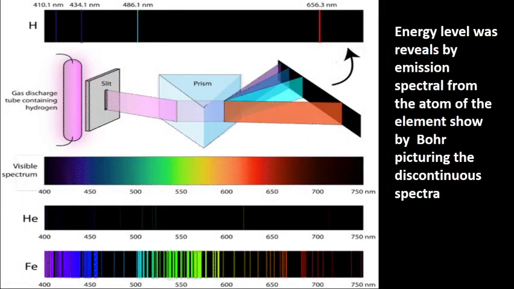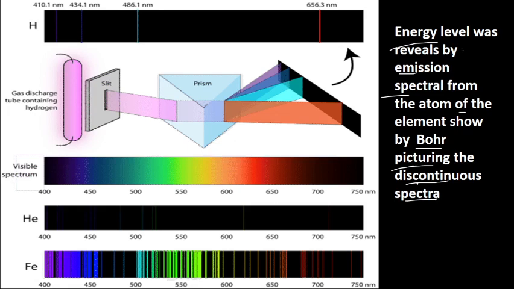You could remember that during the course of our experiment, to determine the energy level where the electron is in a particular atom, our problem is the electron, because it's one of the most fundamental things that we need to study in chemistry very well. So in order to determine the energy level, we have told ourselves what Bohr has done so far. Energy level was revealed by what? Emission spectra from the atoms of elements, shown by Bohr, picturing the discontinuous spectra.